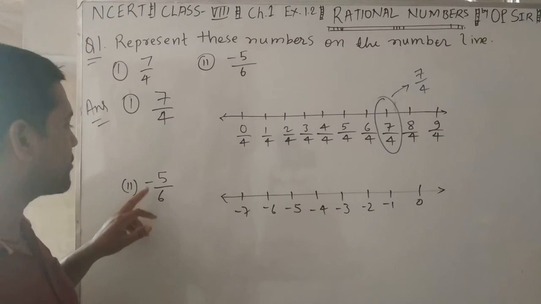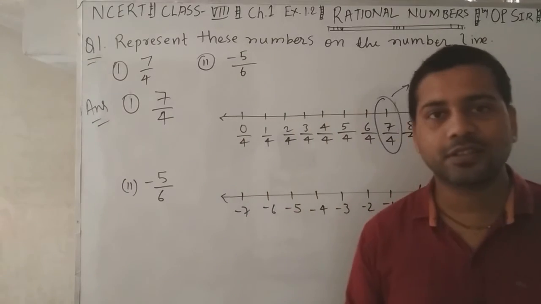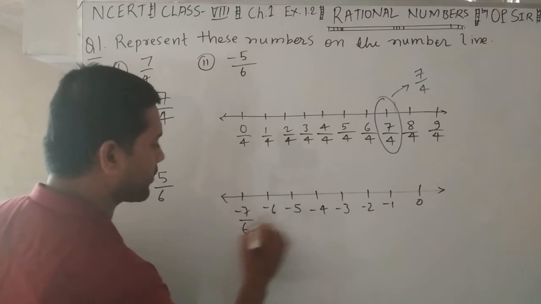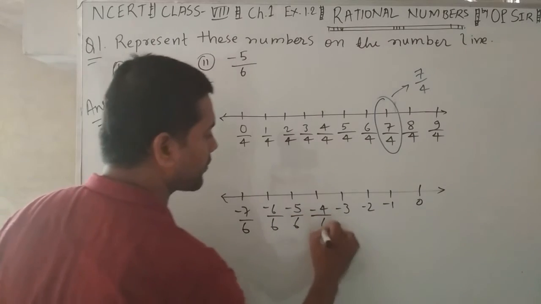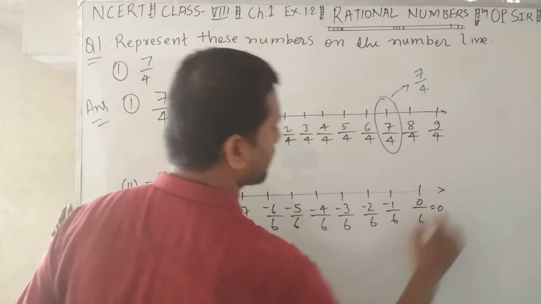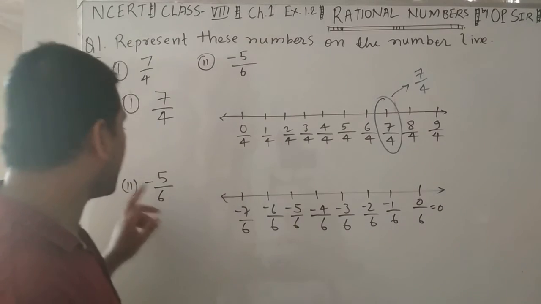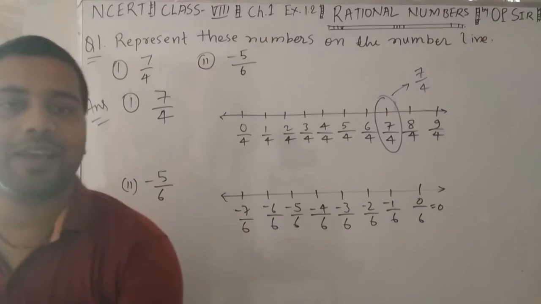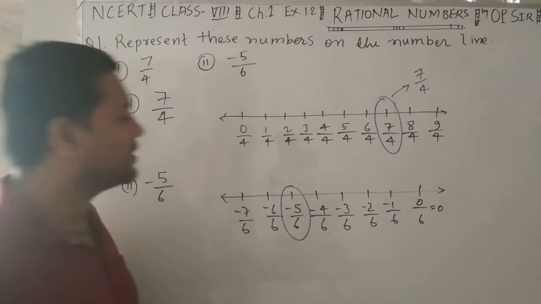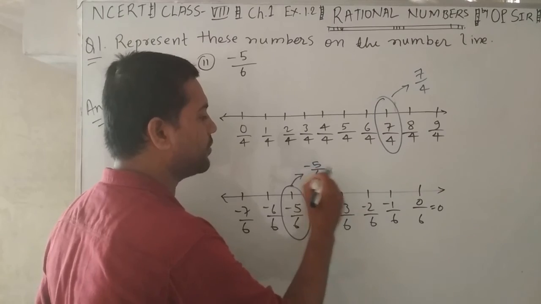What do we have to represent? Minus 5 upon 6. So in the denominator what do we have? 6. So everywhere we will put 6. Okay, and 0 upon 6 will give 0 only. Now minus 5 upon 6. What do we have? Minus 5 upon 6. So I have inserted minus 5 upon 6. Again I will write minus 5 upon 6.